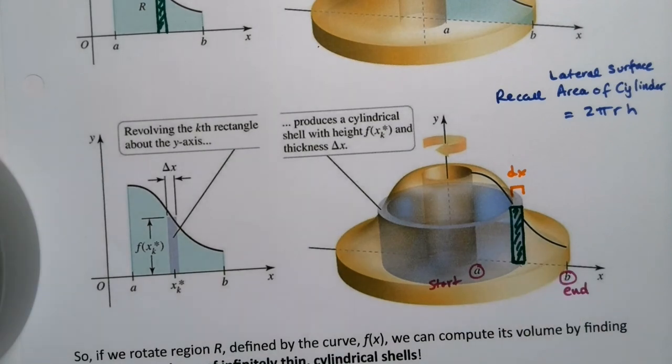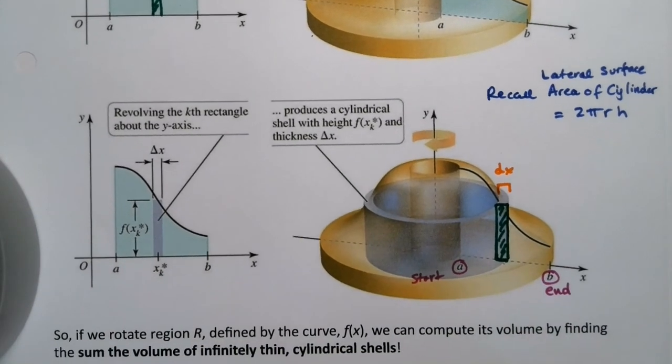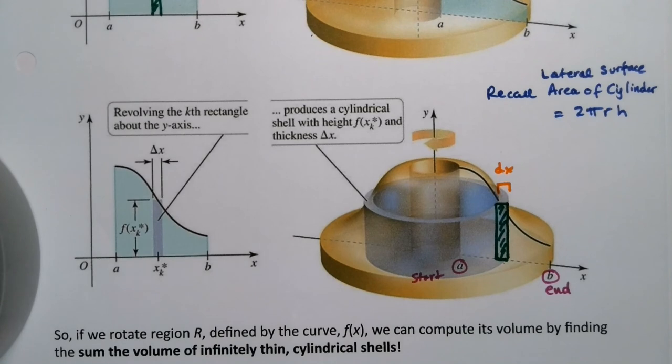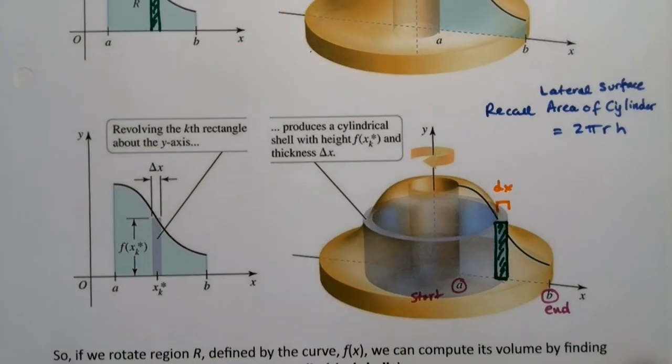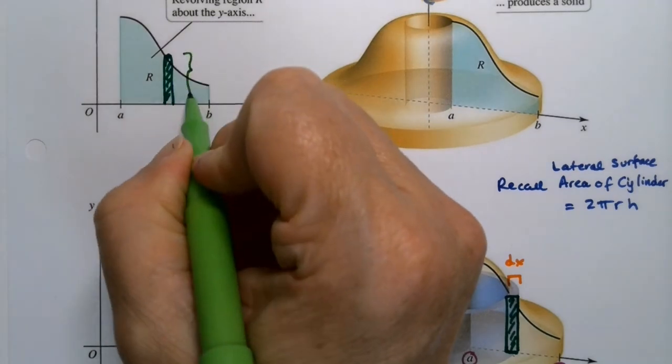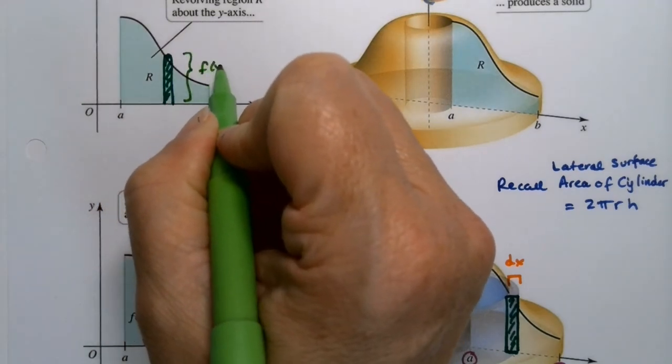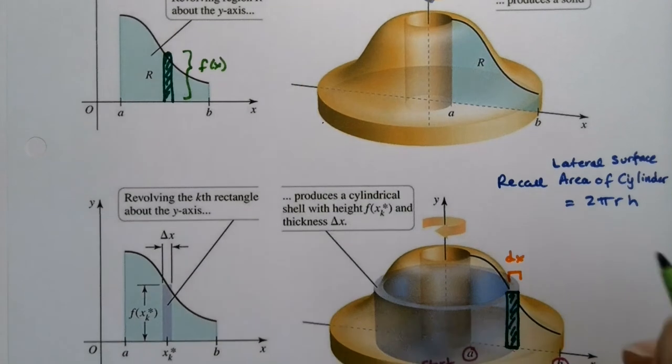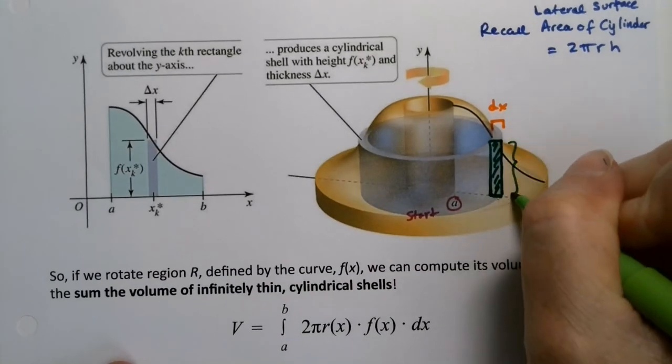All right, now the fun part. I need to find the radius and I need to find the height. Now the height is actually pretty easy. The height is based on the fact that this was part of a ring to begin with. So this right here is your height. That's f of x, right? That's the same f of x down here.